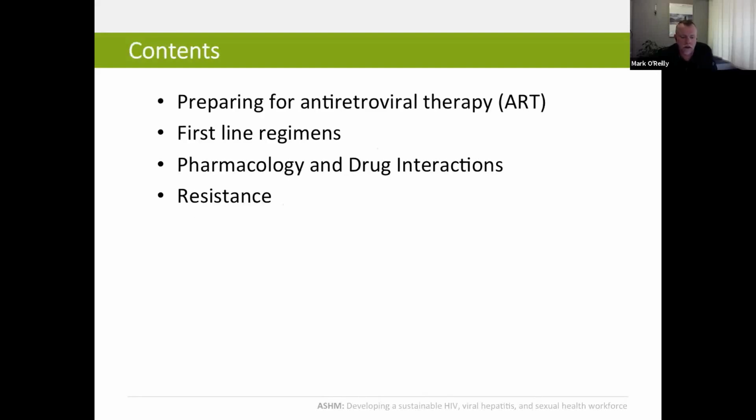So we've divided this first week, initiation of antiretroviral therapy, into four separate sections. We'll first take a look at preparing for antiretroviral therapy. Then we'll take a look at the common first-line regimens, pharmacology and drug interactions, and finally resistance.